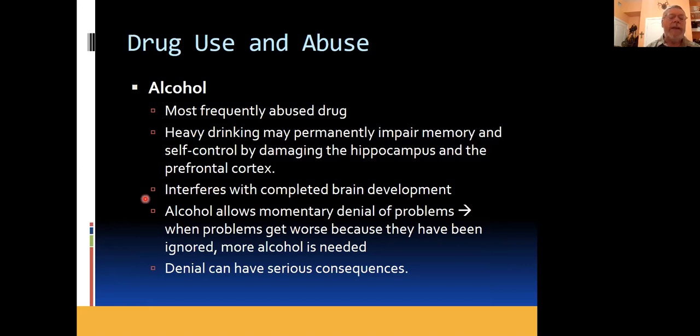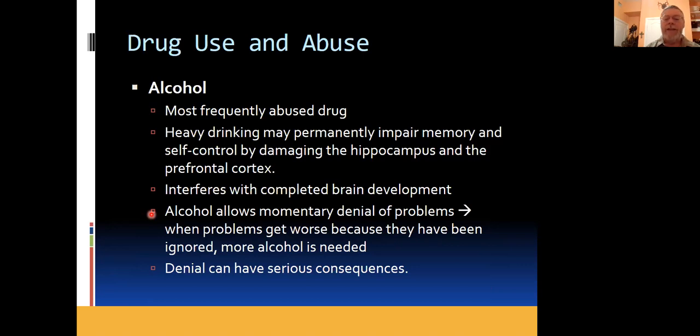So many adolescents might use alcohol when they're having problems, so they can momentarily deny those problems and become less aware. But then as the alcohol wears off, the problem is still there, if not worse. And then, of course, you need more alcohol to continue to deny the problem and be less aware of it.